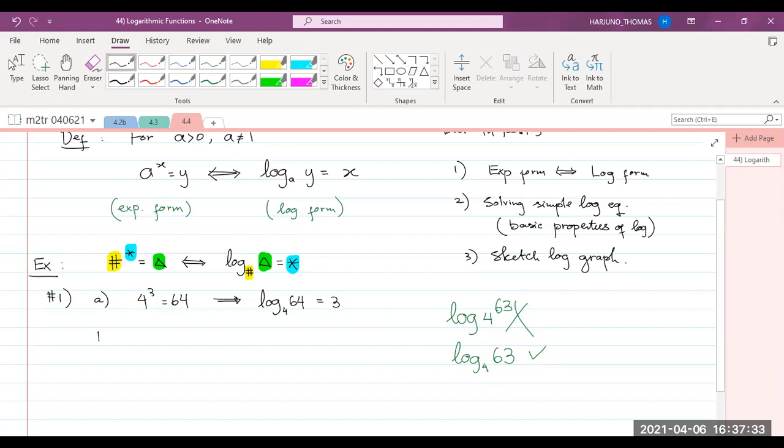Now part B. Still we are given exponential form. 4 to the power of -3 is 1/64. Then what is the log form? That's log base 4 of argument 1/64. And I usually use parentheses for the argument if it is a fraction. Okay, equals the exponent -3.